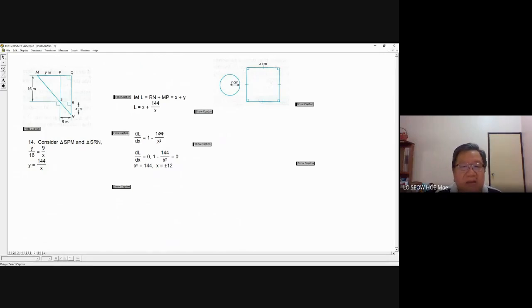So this is dL/dx. For maximum or minimum value of L, dL/dx must be 0. So by putting dL/dx equals 0, I find the value of x. You solve this equation: x squared equals 144, x equals plus or minus 12. Now there are two values of x, so you have to distinguish which is maximum and which is minimum. How to distinguish whether it's maximum or minimum?